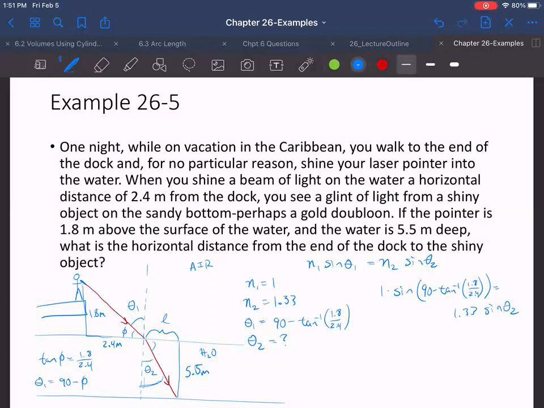Yeah, you could. You mean use theta 2 and find this triangle length down here? Yeah, the same thing.